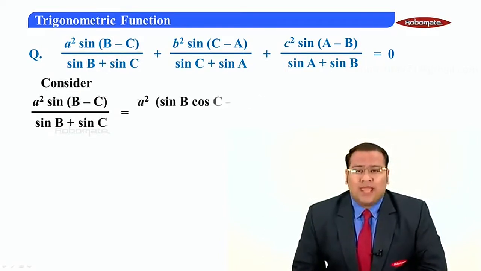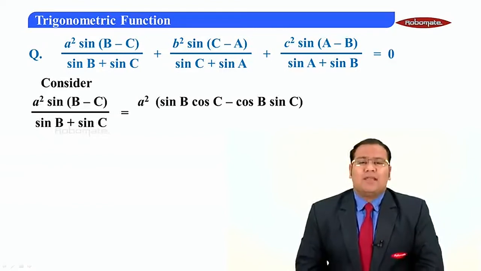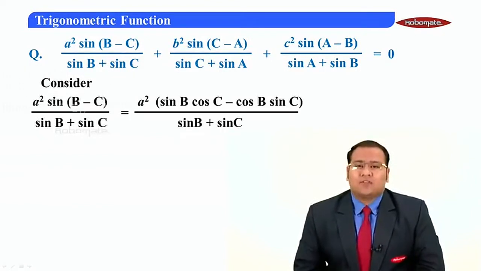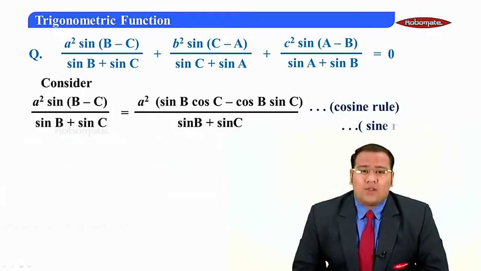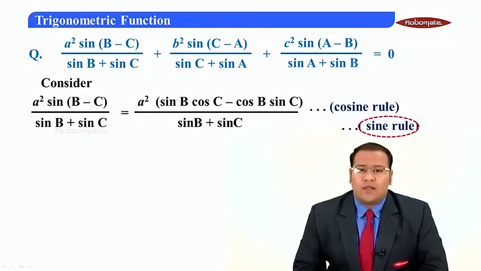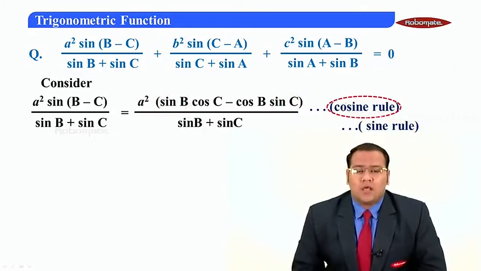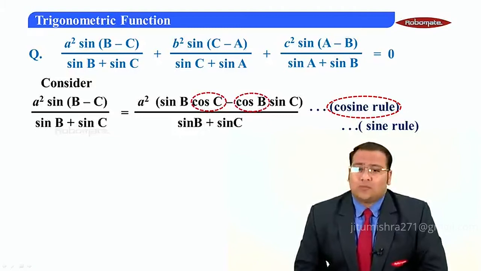Now, in this case, we know that sine of b minus c can be expanded as sine b cos c minus cos b sine c, upon sine b plus sine c. Over here, we can apply the cosine rule as well as the sine rule. We can apply the sine rule in sine b and sine c. Similarly, the cosine rule can be applied in cos c and cos b.